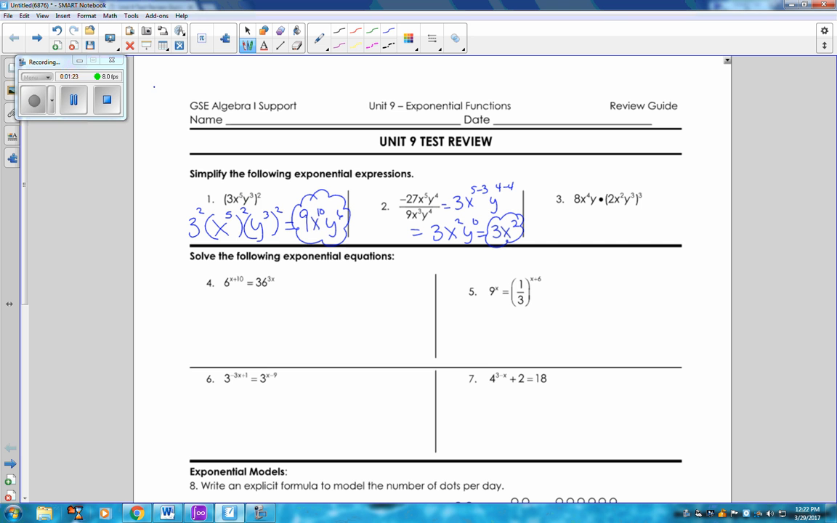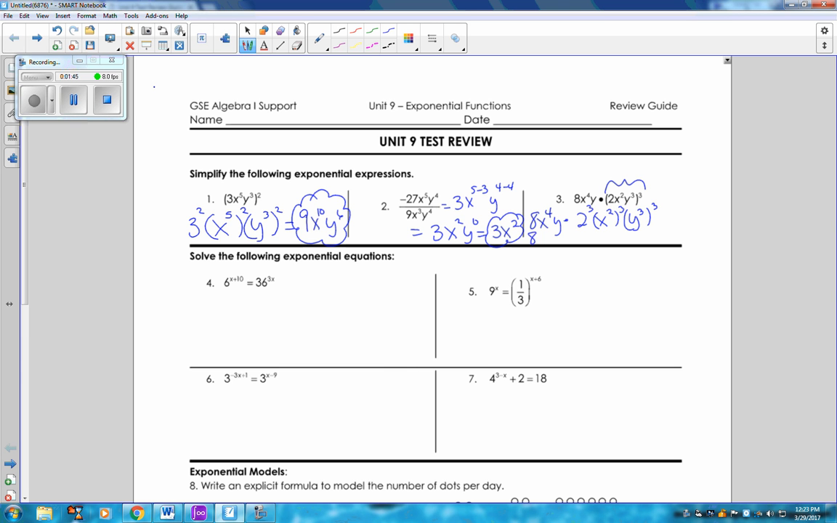Number 3, you first need to take care of this because you have a product raised to a power. So I'm just going to bring down the 8x to the 4th y and leave that alone for now and apply each of these powers. So that's 2 to the 3rd power, x to the 2nd to the 3rd, and y to the 3rd to the 3rd.